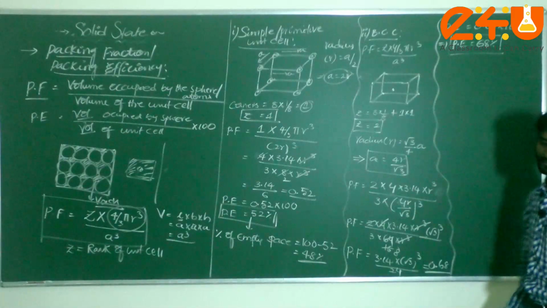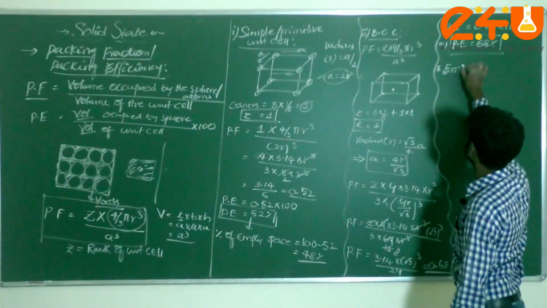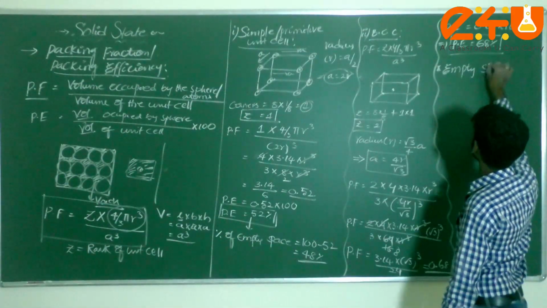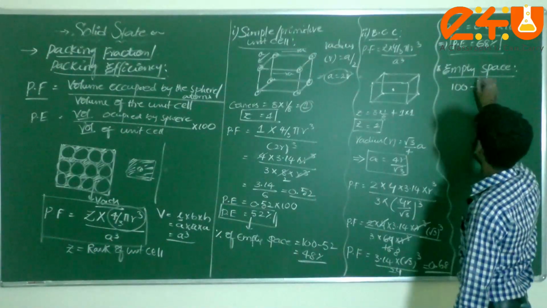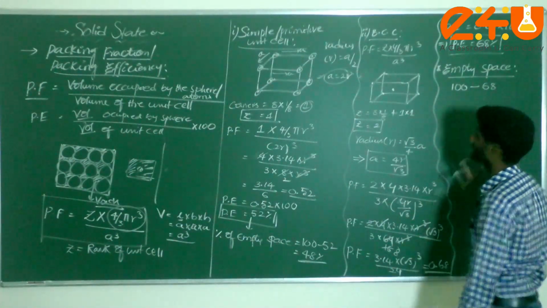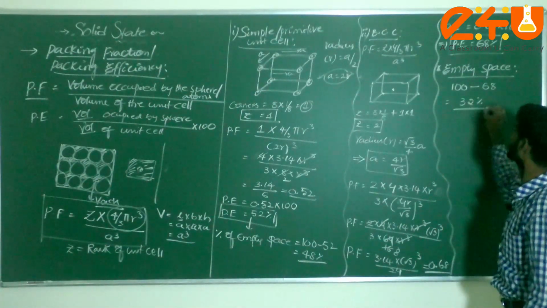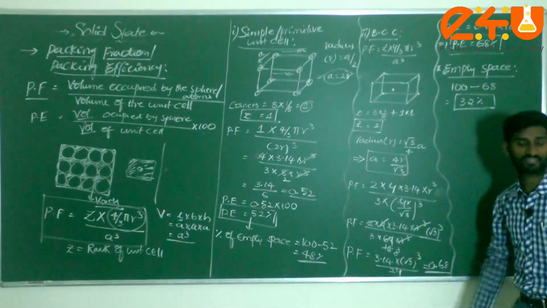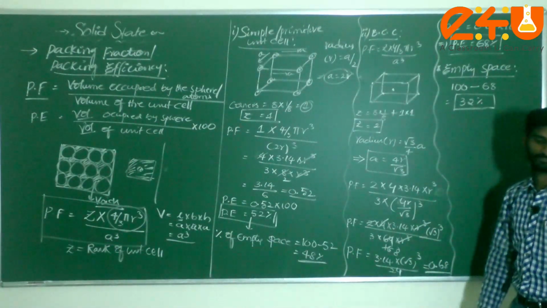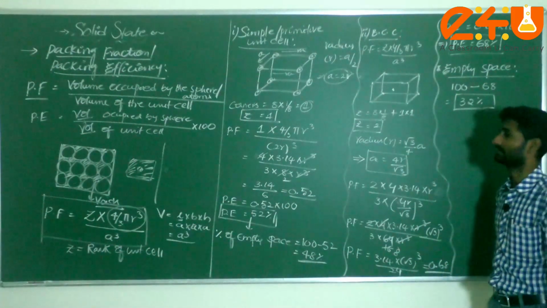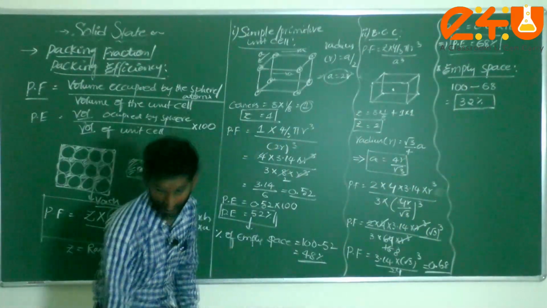0.68 into 100. Then packing efficiency is equal to, dear student, 68%. So what are the voids here? The empty space that is present. Empty space, how much? 100 minus how much? Occupied, dear student, 68. That is equal to 32%. That comes from the empty space which is present in the body center unit cell. What is the body center unit cell, dear student? Please note down. And we have to discuss the face center.